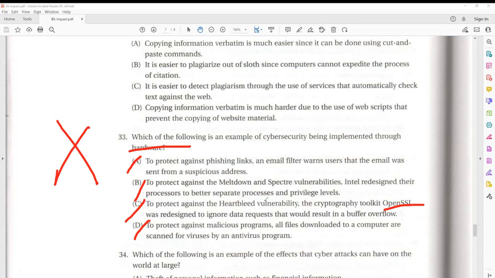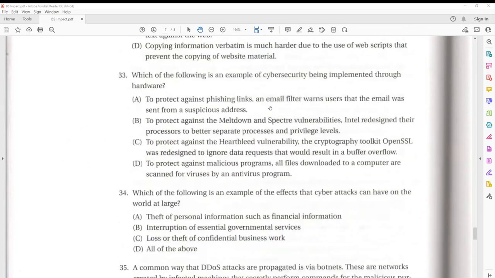Is that okay? Any question? The book says D, okay, the book says D, but I don't see any hardware at all. Is there any hardware? I don't see any word related to hardware on D. Okay. Hello, can you hear me? So this is 33. I don't see anything related to hardware.